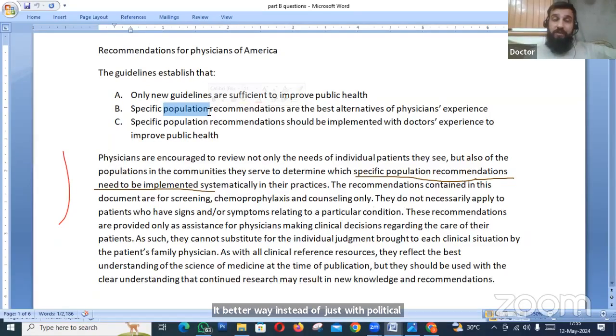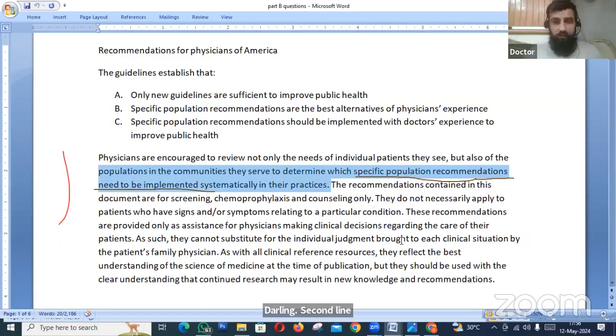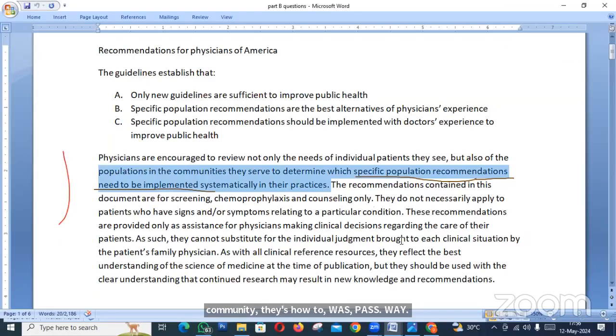Okay, now option C, I think, is the correct one. So where is option C given? Implemented. The second line of the paragraph. Second and third line. Third line, yeah. Population in the community, they have to determine which specific recommendation needs to be implemented systematically in their practice. So the correct is C, yeah?